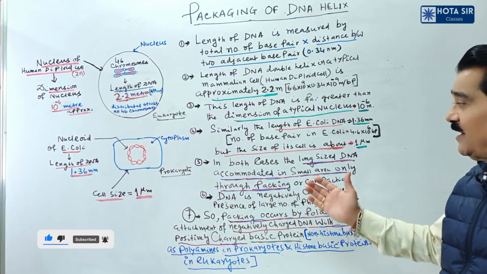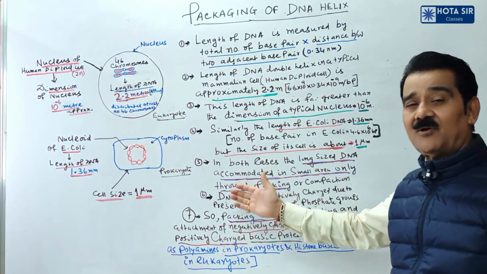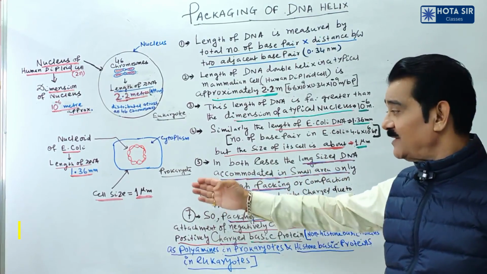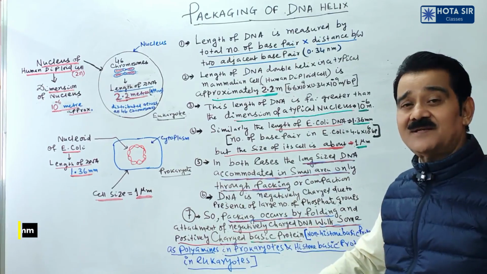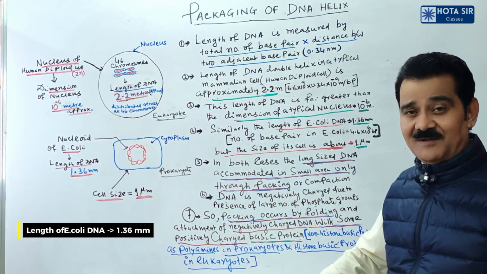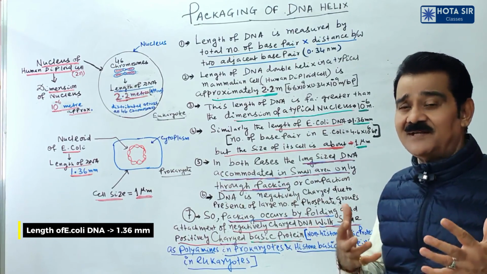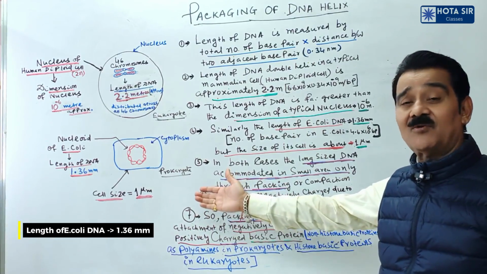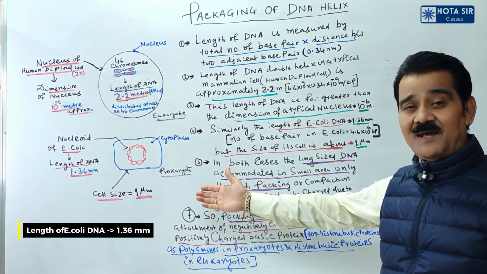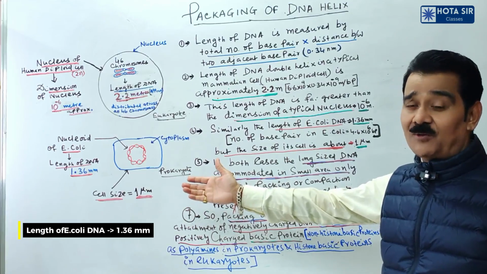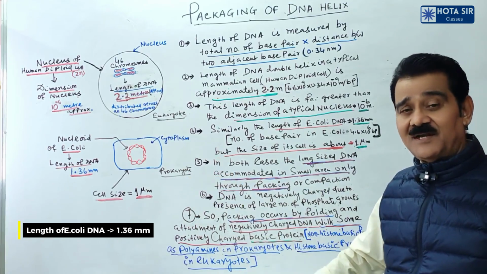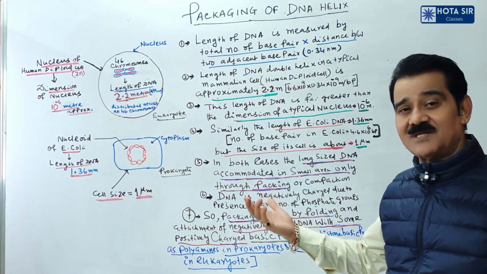Similarly, you see here in a prokaryotic cell like E. coli, the length of the DNA is 1.36 millimeter. But the size of the cell where the DNA is present is very less, 1 micrometer. Clear? Here also you know, how can you find out the length of the DNA of the E. coli? By the same process I told you.